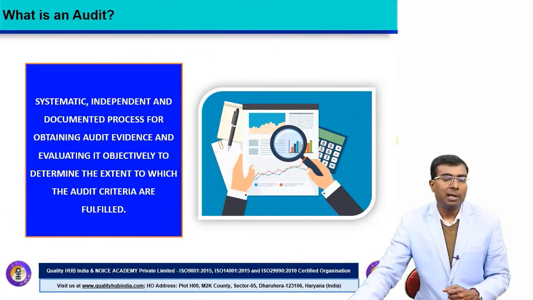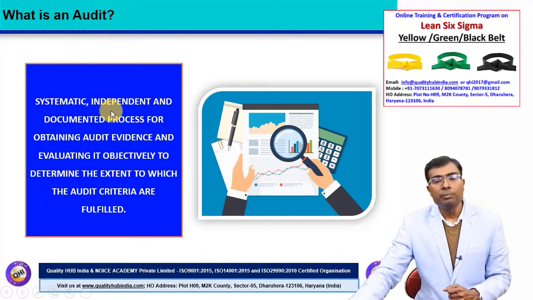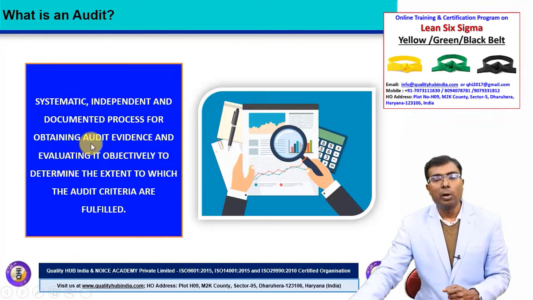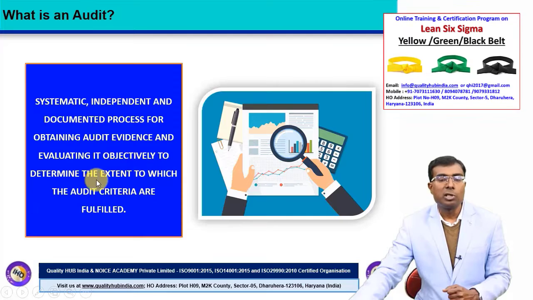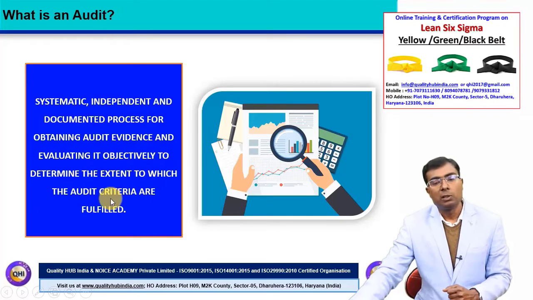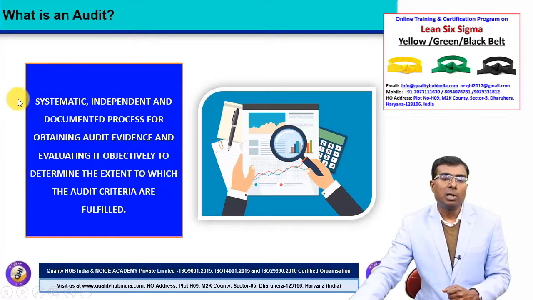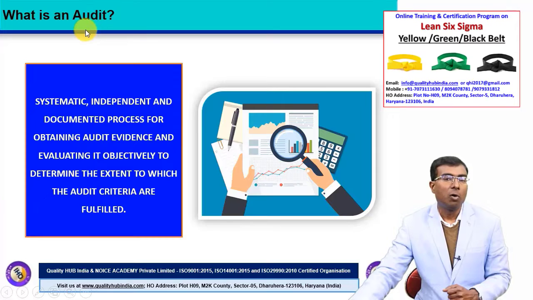So let's first understand what exactly the meaning or the definition of audit is. The definition of audit would be a systematic, independent and documented process for obtaining audit evidence and evaluating it objectively to determine the extent to which the audit criteria are fulfilled. There are multiple words here which help in understanding auditing.